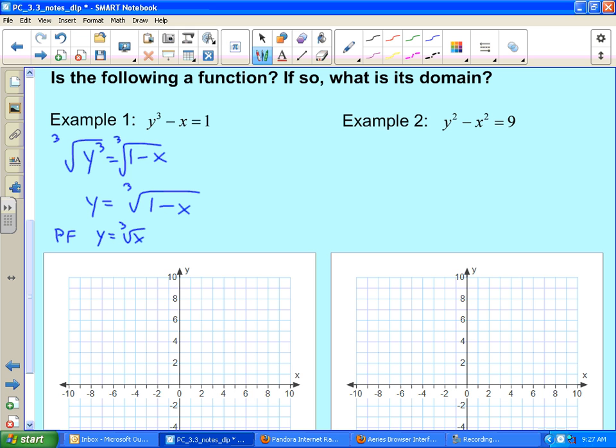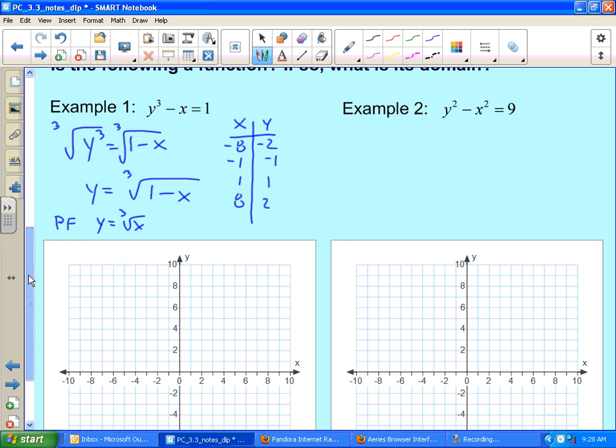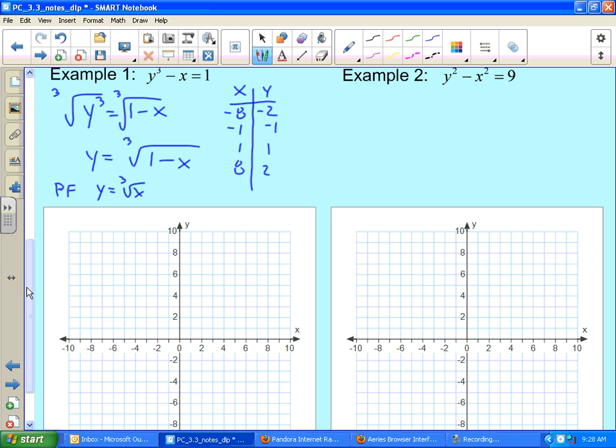Now, in that parent function, we had the movements, which again just come from plugging in x's and finding y's. We had the movements of left 8, down 2, left 1, down 1, right 1, up 1, right 8, up 2. Why 8, why 1? Because those are perfect cubes. I could put any number in there, but it makes sense graphically. I don't want to graph the decimals, so let's just put 8s and 1s. And all of this is happening from the start point.